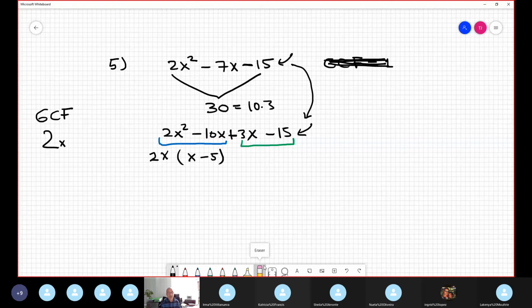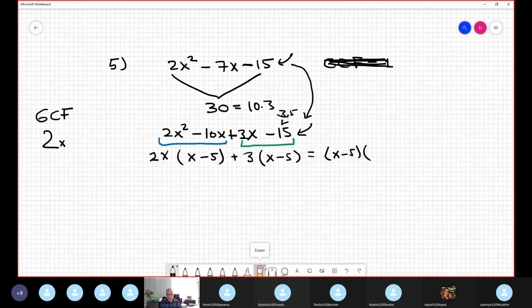And what is the GCF in the green part? 3x? No. It's just 3, because you have x here, but we have no x here. So x is not common. 3, yes, because 3 is 3, and 15 in my mind is 3 and 5. This 3 is common. I factor out. Ready? x minus 5 out.